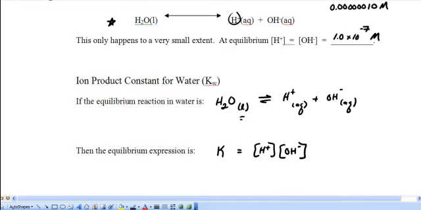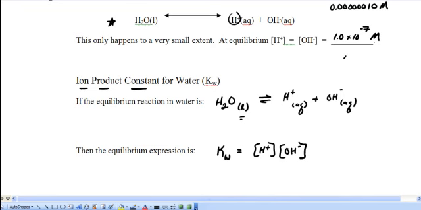Now we give it a special name, just like we had KEQ or KC when you're dealing with the equilibrium constant in general. We actually call this KW because it's the equilibrium that water exhibits, and we call it the ion product constant because KW is the product of two ions that form water. So that's why we just call it the ion product constant, or people just will call it KW.